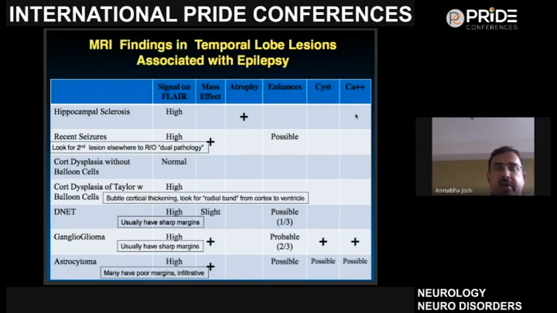We found that in DNET and gangliogliomas, calcification is present in gangliogliomas. However, in DNET it is less. In one-third of patients, we found minimal calcification and hemorrhage in DNET.